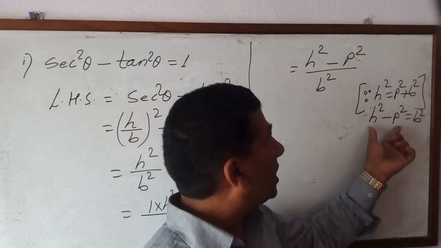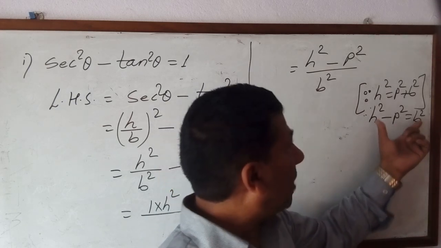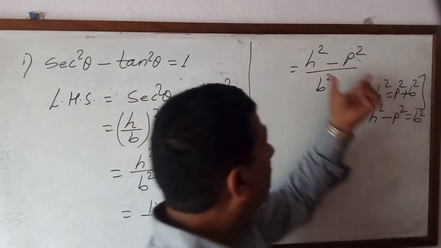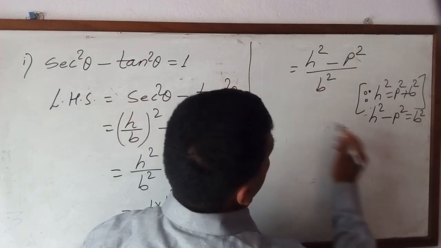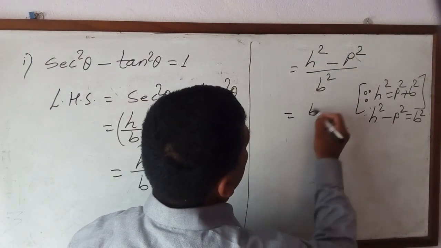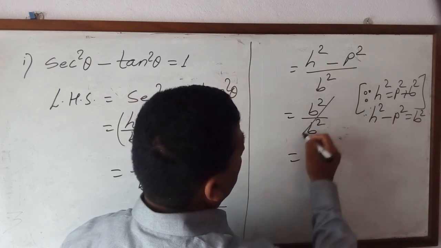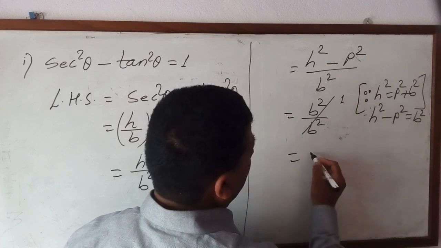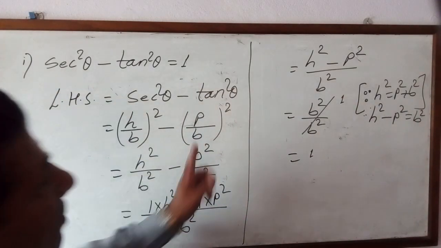Now h square minus p square equals b square. It means from the Pythagoras relation we can derive this. Now h square minus p square equals b square. Okay, I'll write here b square by b square. Now this b square will cancel and we get 1. Now what we did, sec square theta minus tan square theta equals 1.